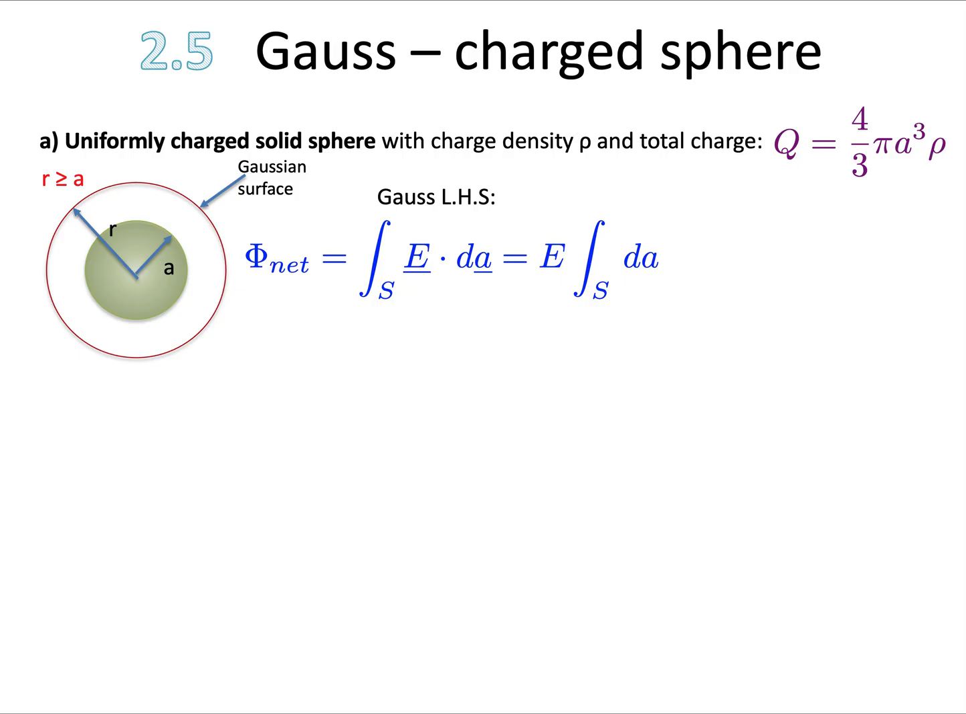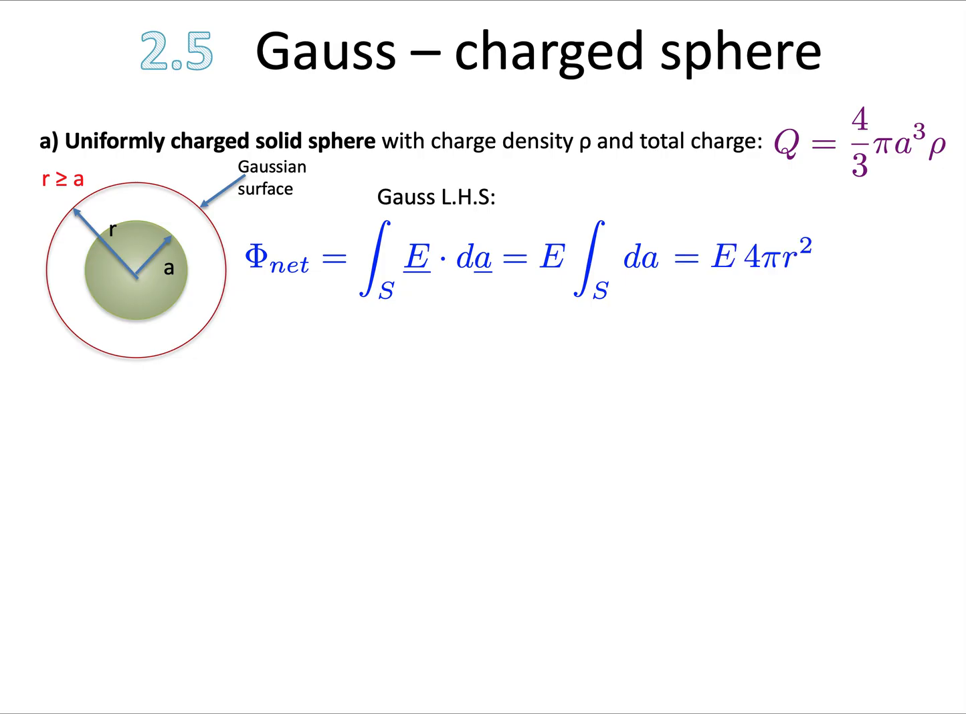E is parallel to dA at all points on the surface, so the dot product just results in the magnitudes, so we can remove the dot and the underlining. E is a constant at all points on the surface, so it can be taken out of the integration as we've done here. Integrating over the whole surface gives us this.